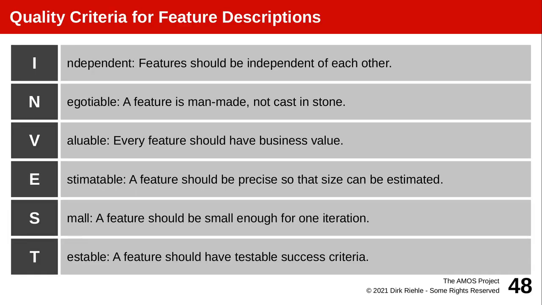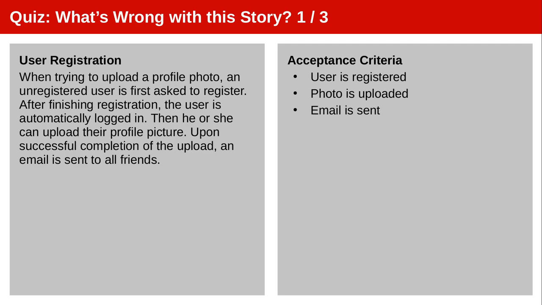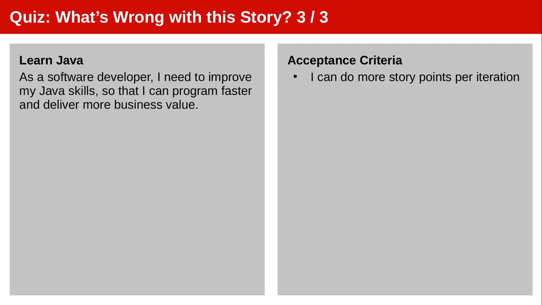The quality criteria for feature descriptions, the INVEST criteria, I think they are straightforward. Features should be independent of each other. You should be able to negotiate them. This is more a hint towards the product owner. You can push back on what a product owner says, because even developers have domain knowledge and understanding of users and customers. They always should have business value. It should be possible to estimate their size. They need to fit into an iteration. And of course, they need to have testable success criteria. So another quiz, we'll go over that during class.